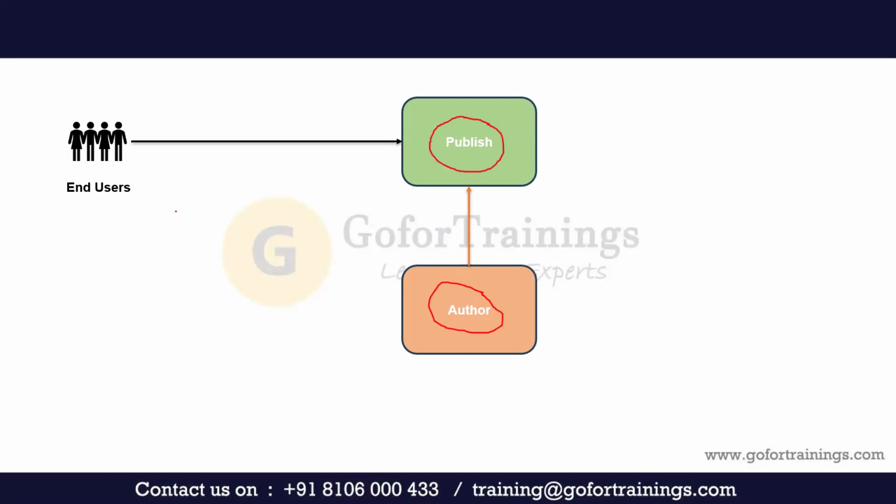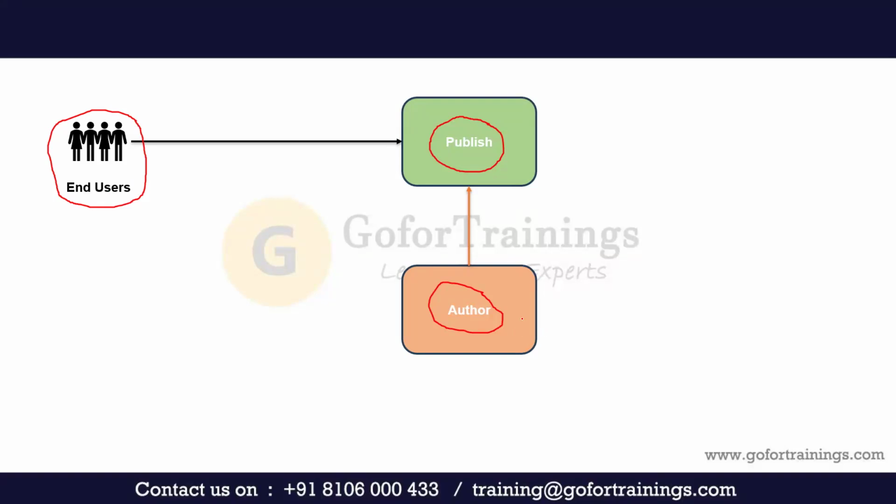When you access a website using the browser, for example, www.destco.com is a website. Open the browser, enter www.destco.com. The request will go to the publish server because I am the end user. Whenever the end user tries to access any website, the request goes to the publish server only.